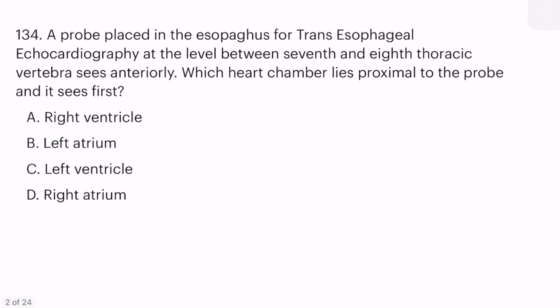Let's do anatomy. A probe placed in the esophagus for transesophageal echo, that is TEE. Transesophageal echo at the level of T7, T8 thoracic vertebra, that is between them. Which heart chamber lies proximal to the probe and it sees first?